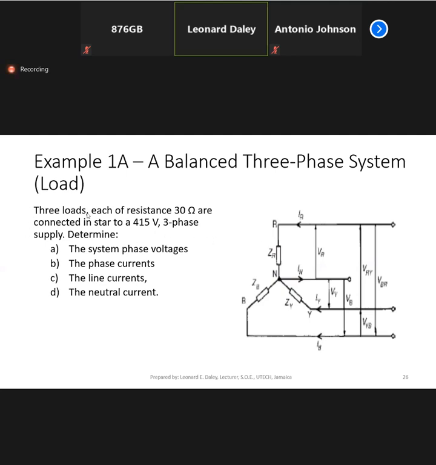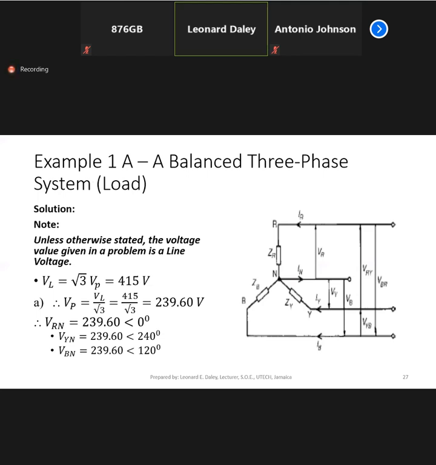Right, so the question says that there is a three-phase load, each of resistance 30 ohm, connected in star to a 415 volt three-phase supply. We should determine the system phase voltages, the phase currents, the line currents, and the neutral currents. So this is a very simple question. You would have known how to do it already from what we have done so far, I hope. All right, but let's get into it. So I have the solution for you, but you will also do some for yourself.